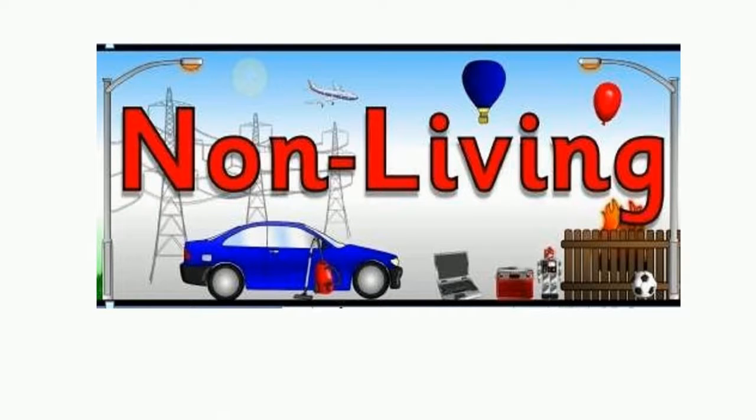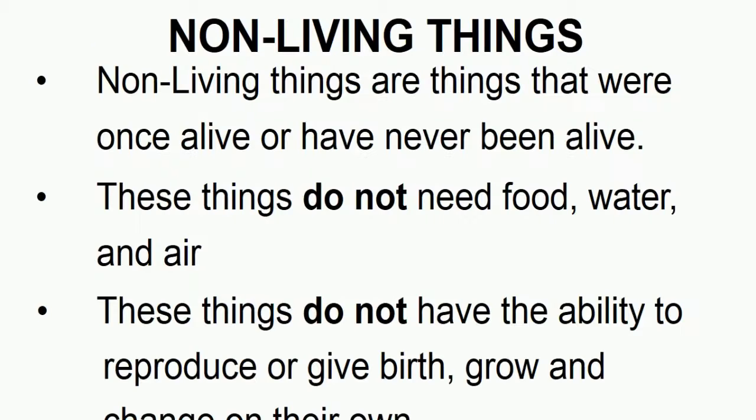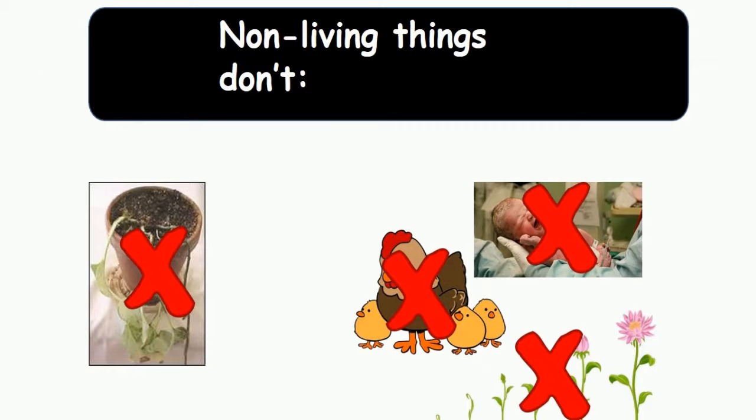Now we are going to see about non-living things. What are non-living things? Non-living things are things that were once alive or have never been alive. These things do not need food, water, and air. They do not have the ability to reproduce or give birth, grow, and change on their own. Non-living things don't grow, reproduce, cannot breathe, and cannot feel.